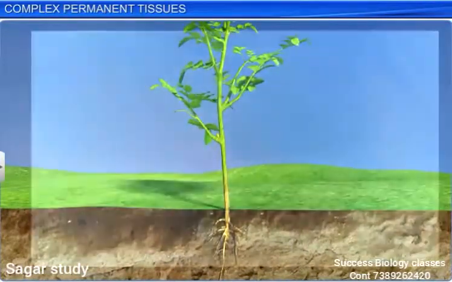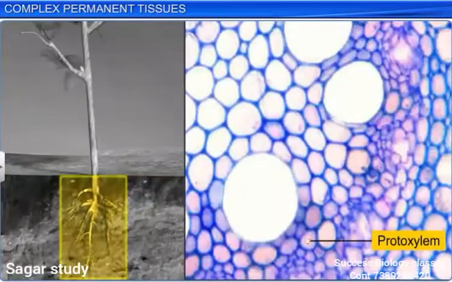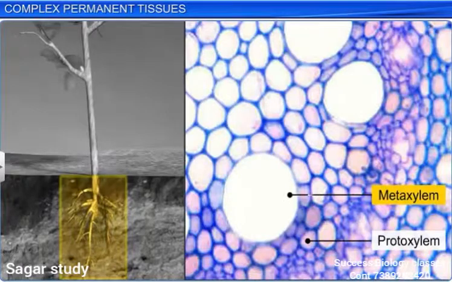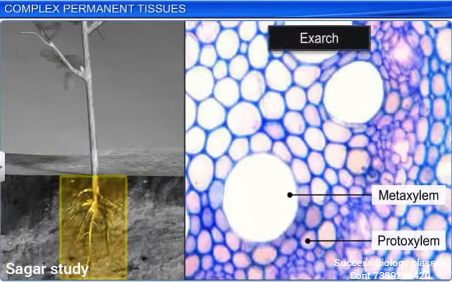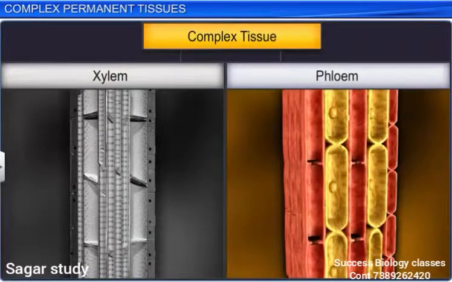Let's talk about the roots now. Here, the protoxylem lies towards the periphery and the metaxylem lies towards the center. This arrangement of primary xylem is known as exarch. The second complex permanent tissue that transports food materials from the leaves to the other parts is known as phloem.